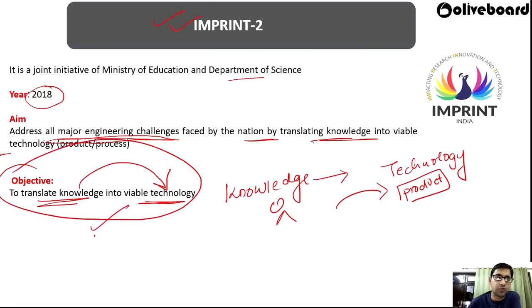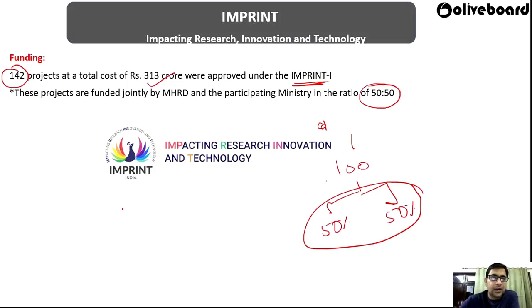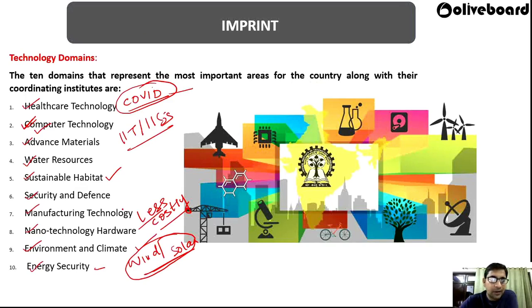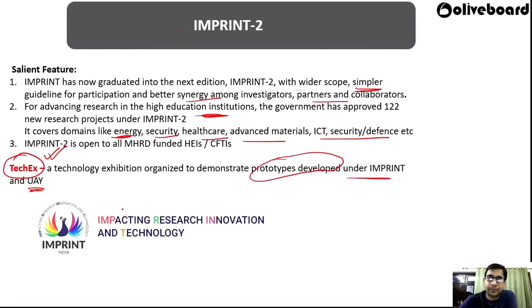So you should always know this. What is the objective of IMPRINT 2, and what about IMPRINT 1? Here we are focusing on the 10 parameters. You should know all the 10 parameters, the technological domains on which we are going to focus.